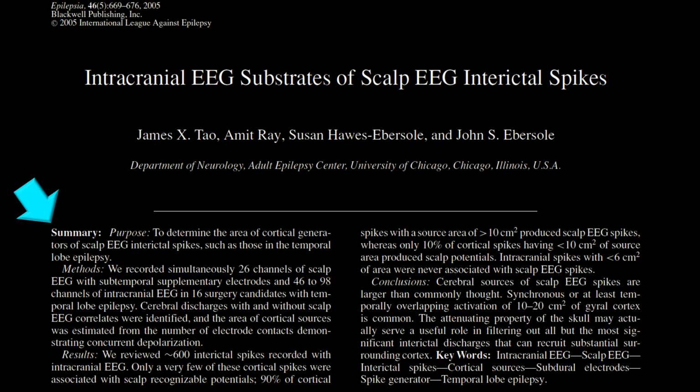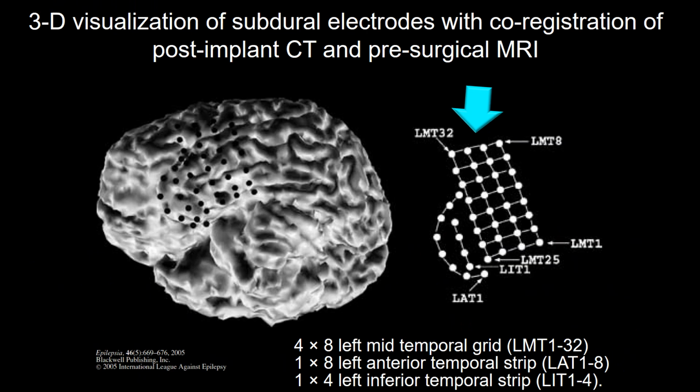The purpose of the study was to determine the cortical generators of scalp interictal spikes. The method can be briefly understood by looking at the next frame. The arrow points to the electrode grid used during the testing. Below are the specifications of this grid. The frame shows an image of the brain with the superimposed electrode grid in black.